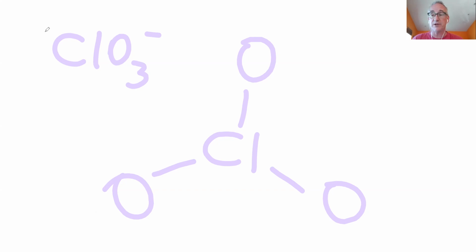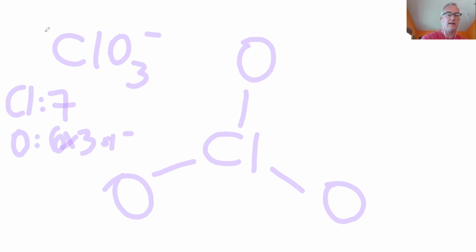So chlorine is in which group? How many valence electrons? 7. 7, right. And oxygen has 6. So 18 and 7 is 25. Are we done? Is that the total number of electrons? We have to add one more, right, because it's charged.